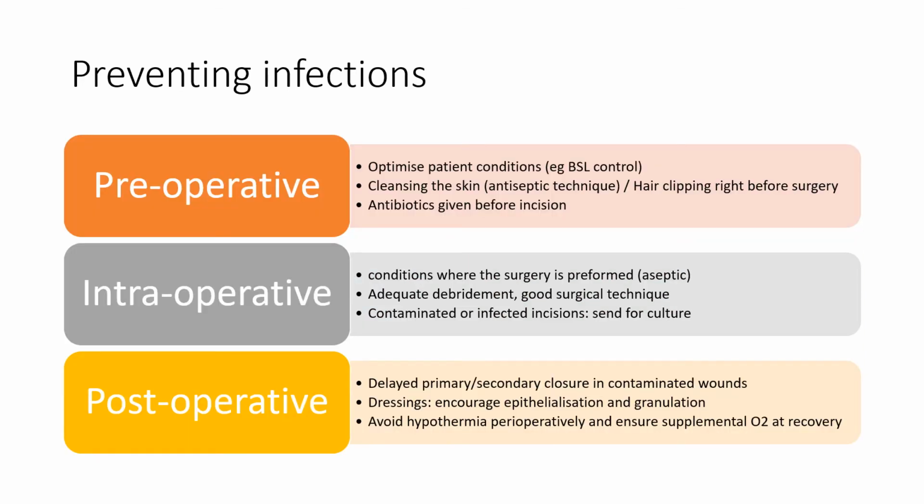So how do we prevent infections? I've grouped this into 3 areas. So preoperatively, we can optimize the patient's condition by, say, providing adequate nutrition for those malnourished, or to have good blood sugar level control for those with diabetes. Cleansing the skin using antiseptic technique, and hair clipping right before surgery.